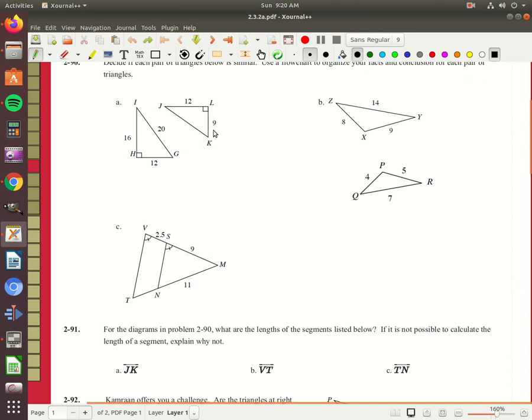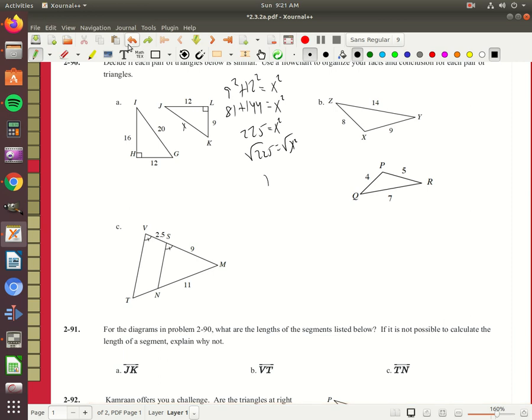So what I can do is say that I'll just call this side x. I'll say 9 squared plus 12 squared is equal to x squared. 81 plus 144 is equal to x squared. 225 equals x squared. I'll take the square root of both sides. Again, hopefully we're comfortable with the Pythagorean theorem. It's a big deal, so if you don't know it, you're going to want to learn it for sure this year. So 15 equals x. So I know that this equals 15.